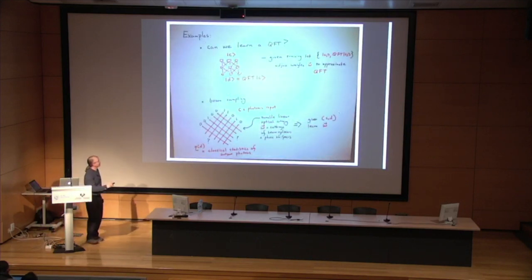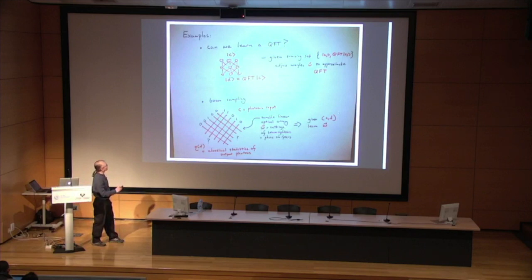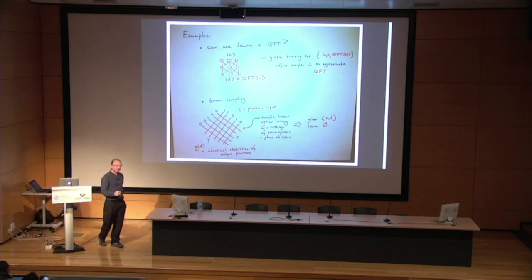Okay, so examples include, can we learn a quantum Fourier transform? Given some training set, can we learn it? There is evidence out there that we ought to be able to make learning networks that can learn to do some simple quantum algorithms, like, for instance, Simon's algorithm. Jake Taylor and company have a paper on that.